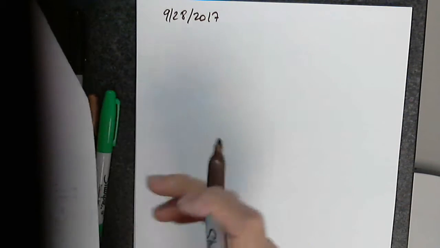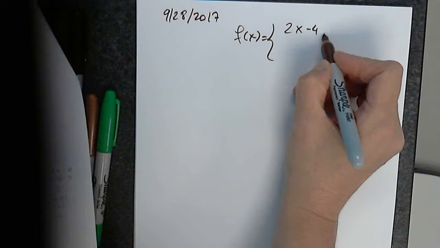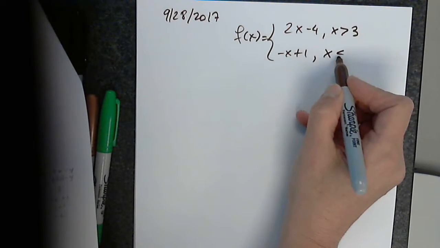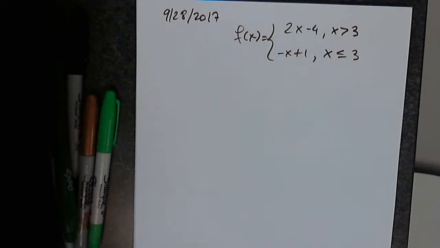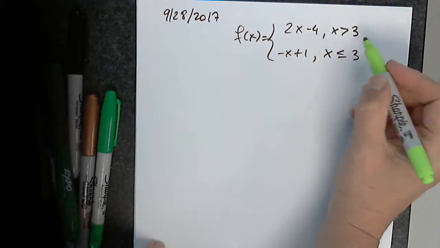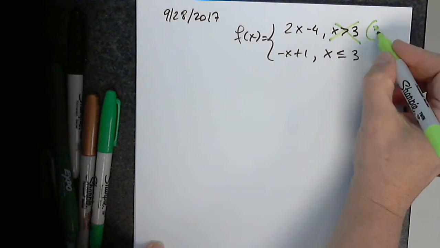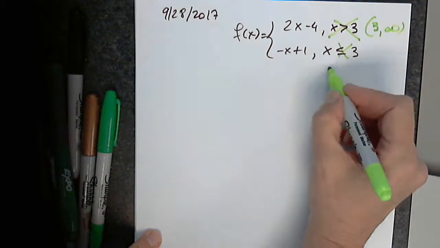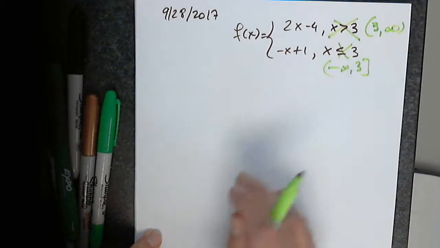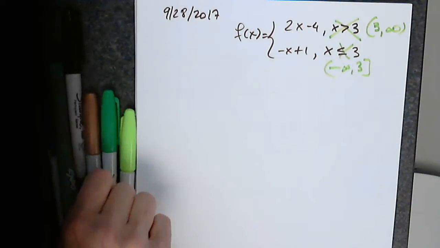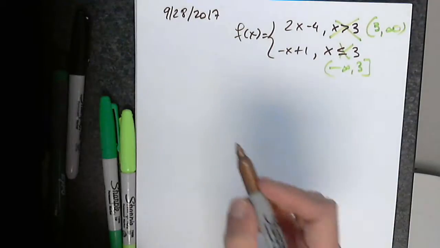Okay, and we have f of x equals 2x minus 4 for x greater than 3, and negative x plus 1 for x less than or equal to 3. So if you remember, we have to find the domain. And this is the same with (3, infinity). And this is the same with (negative infinity, 3]. So when I look at these two pieces, I realize that the domain is all real numbers.